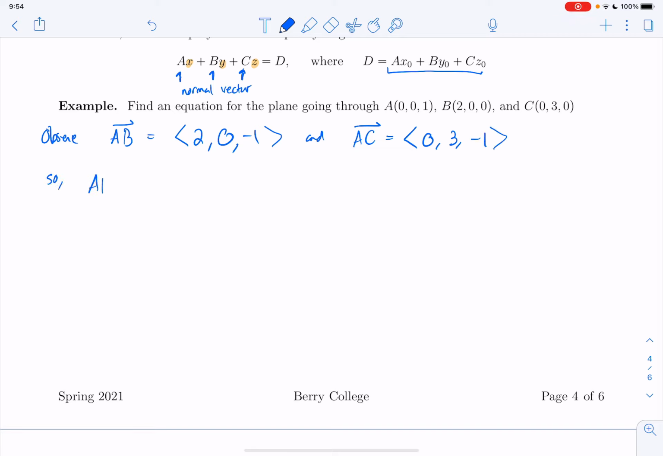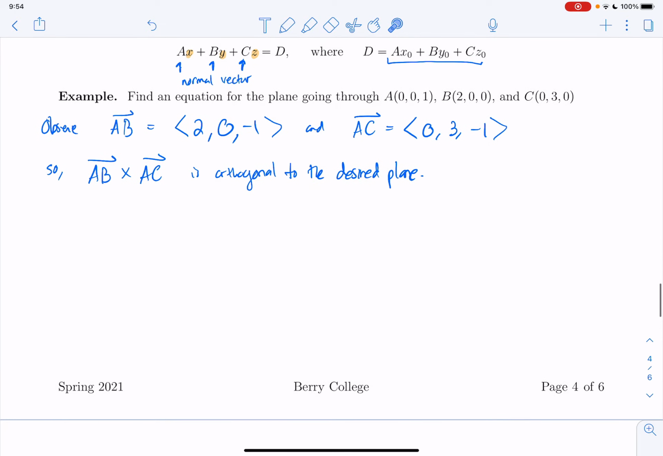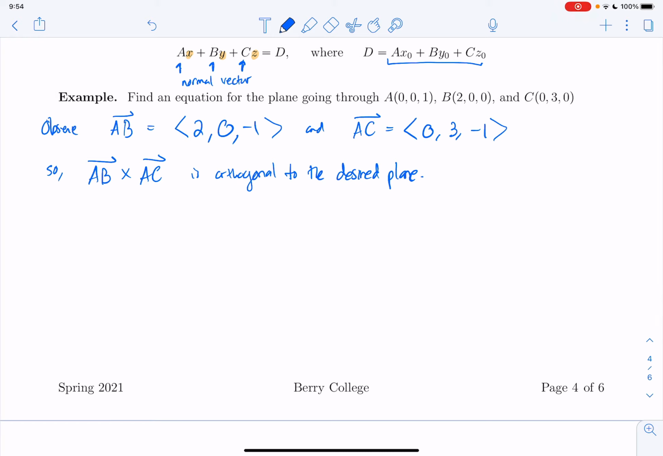So, if we take the cross product, we know that since each of these vectors live in the desired plane, their cross product will be orthogonal to the desired plane. Well, that's fantastic, because that's giving us a normal vector to the plane containing these 3 points. So let's go ahead and compute this.